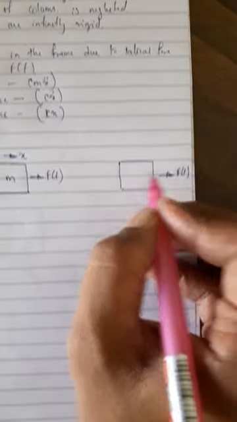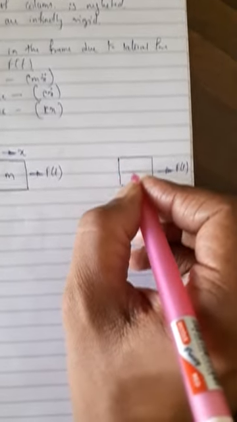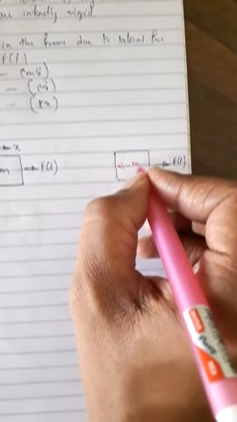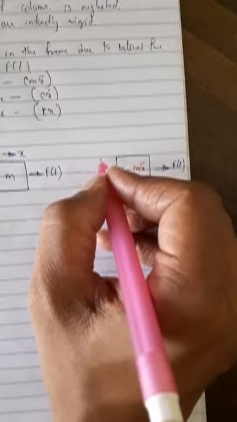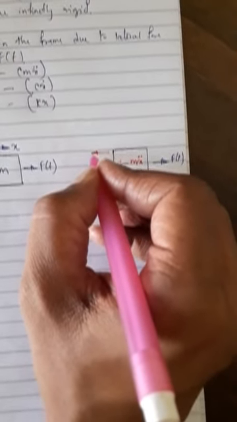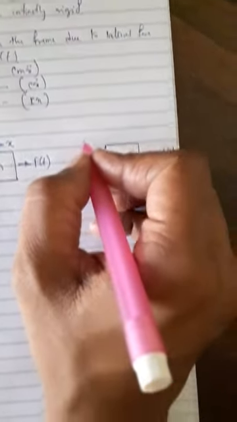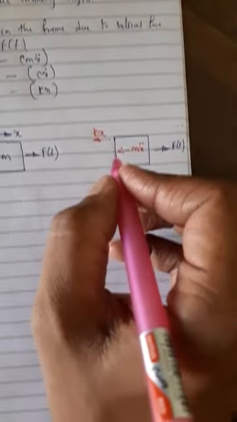Say this is external force F of t. Next, there is some inertia force which is trying to oppose the movement, and that is given by m into x double dot. Similarly, there is some spring action which tries to restore it back to its original position, opposite to external force, that is k into x, stiffness into displacement.